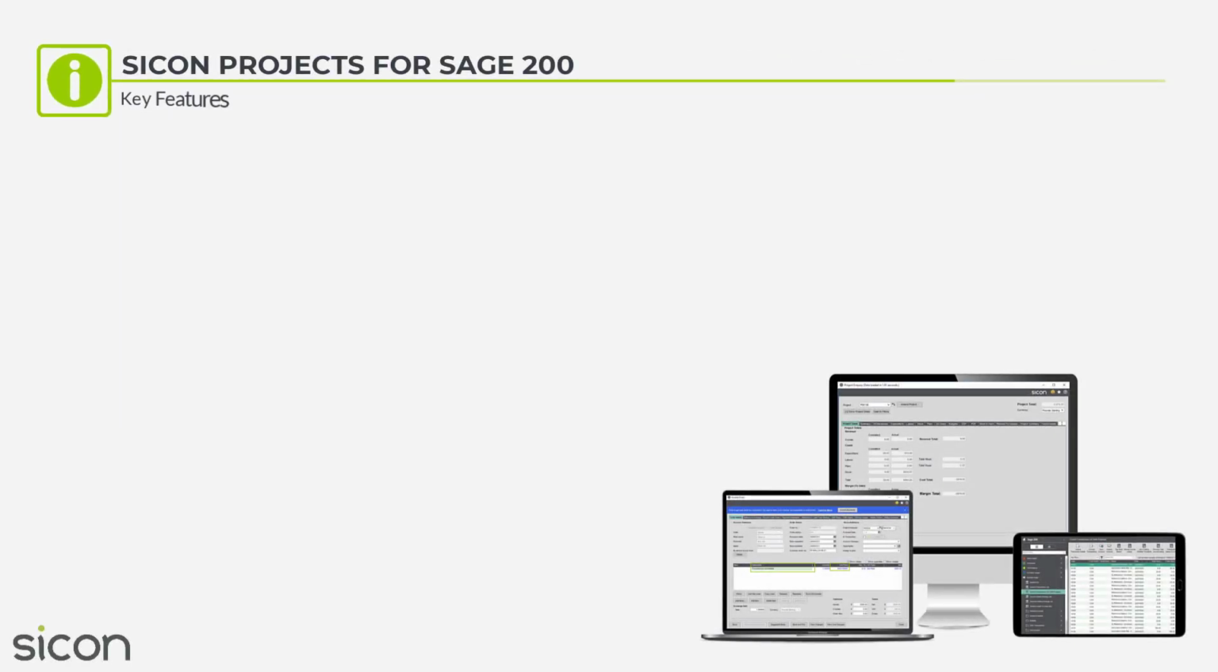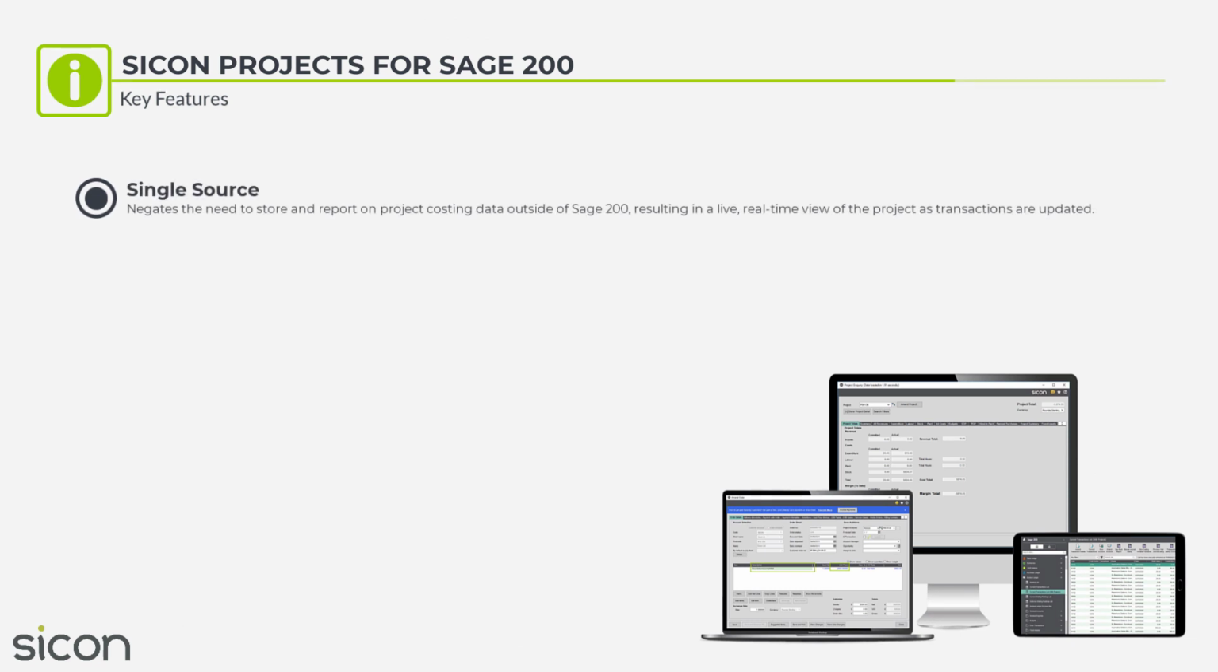Key features: single source. Negates the need to store and report on project costing data outside of Sage 200, resulting in a live, real-time view of the project as transactions are updated. Easy to use. Projects are quick and simple to set up, with just a few simple clicks required to create a project. Predefined project templates further simplify this.